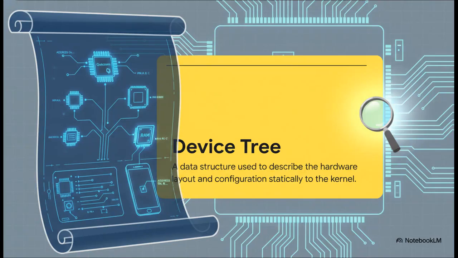And that's where the device tree comes in. It's not a dynamic discovery tool, it's a static description. It's a literal blueprint, a file that says, okay, for this specific phone model, there's a Qualcomm chip at this memory address, there's this much RAM at that address, and the display controller is connected to these exact pins.